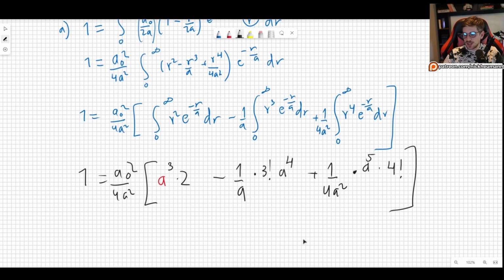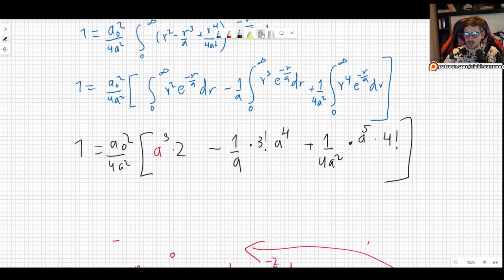Okay, so as you can see, that was a pretty nice way of sparing us the pain of having to integrate. So from here, we get 1 is equal to a0 squared. Let's see. So this thing here gives us a cubed.